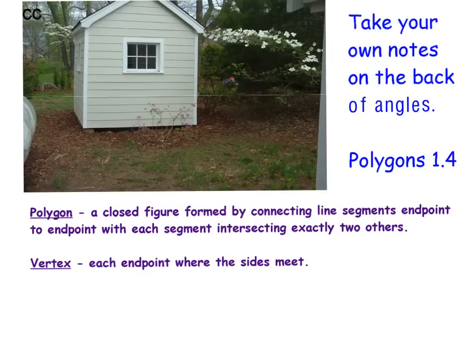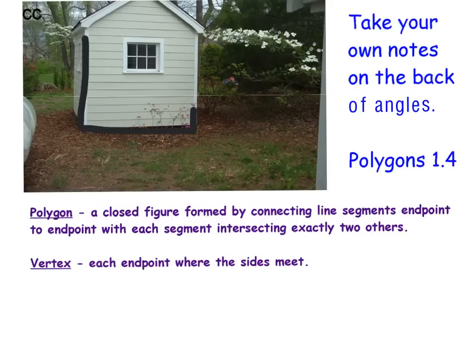All right, so on the back of your angle sheet, I want you to write these notes about polygons. It says a polygon is a closed figure formed by connecting line segments endpoint to endpoint with each segment intersecting exactly two others. You need to write that down, and then I want you to pause and really look at what that means. Let's trace out the polygon that is formed on the back of this little house here.